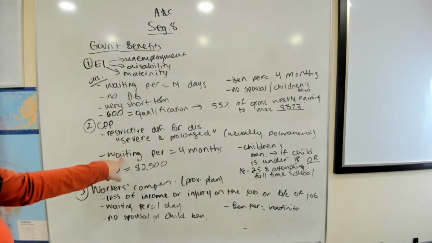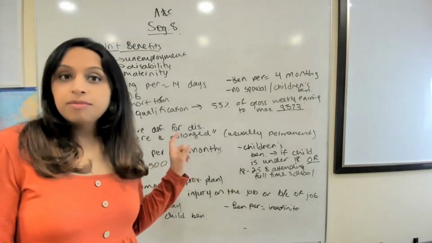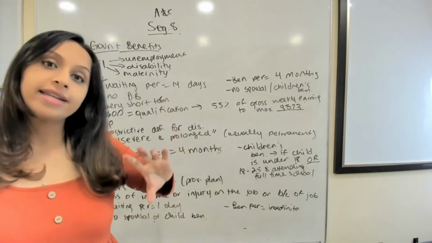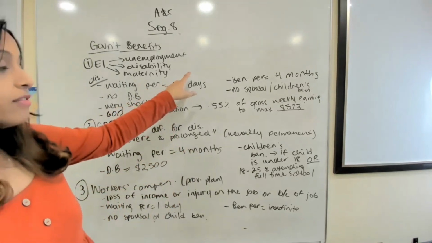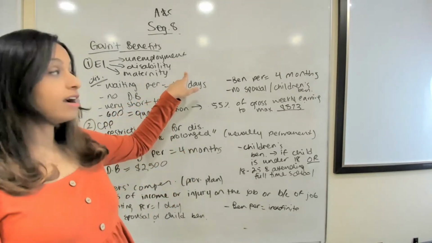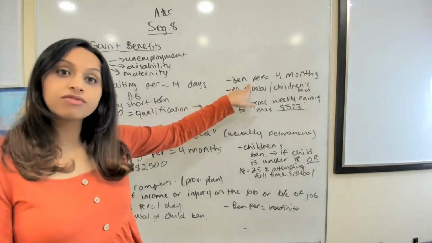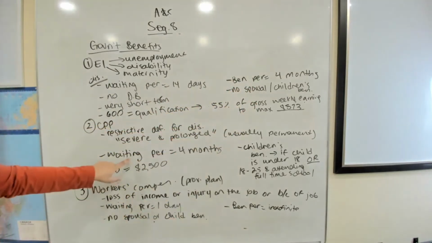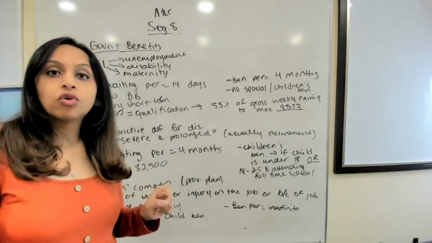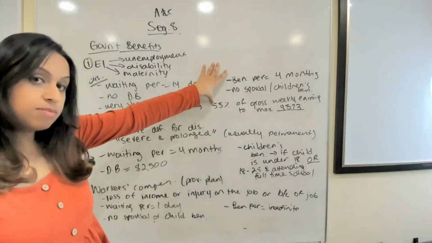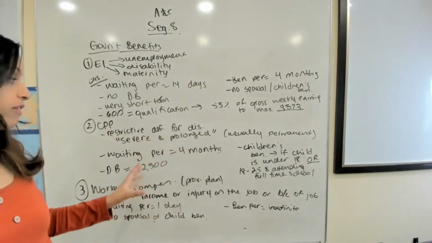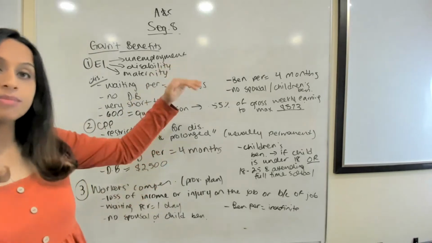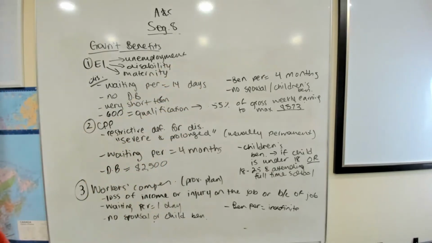The waiting period for this is 4 months. Because they're government plans, they are meant to go hand in hand. So they know you will apply for EI first and you will get EI for 4 months. It has a benefit period of 4 months. So that's why the waiting period for CPP is 4 months. The idea is that when this stops, if you qualify, this will start, right? So they build a bridge towards one another.